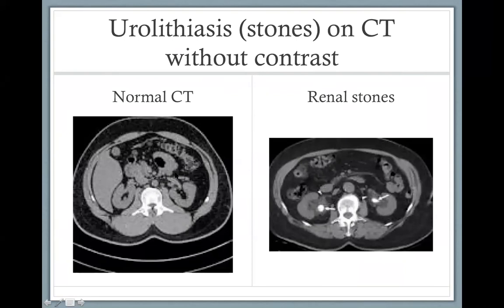This is a normal CT without contrast. We know it's without contrast because the aorta is not opacified, and the soft tissue densities appear very similar to each other. This is a patient who has renal stones. At this image here, they are at the level of the renal pelvis. Question, is this image with or without contrast?